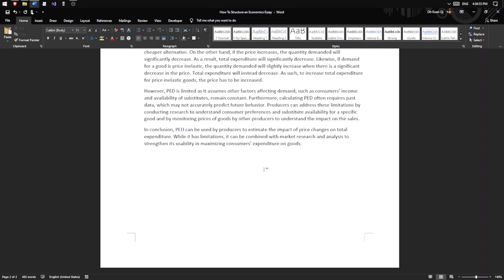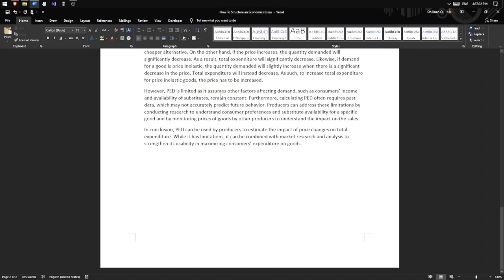All right. But then for these particular issues, producers can address these limitations by conducting research and also looking at substitutes, and also to monitor the price of goods by other producers to understand the impact on sales. So this is how your evaluation is structured. You need to explain the limitations and also, like what I mentioned just now, the limitations, or in this case, consequences.